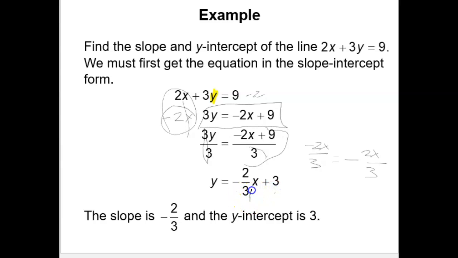Now I can see my number in front of the x is negative 2/3. The number added on by itself is 3. The slope is negative 2/3. The y-intercept. So the slope, remember, we abbreviate that with an m. The y-intercept, we abbreviate that with a b. And that is in our y equals mx plus b form now. m is the slope, b is the y-intercept. y equals mx plus b. m is negative 2/3, b is 3.